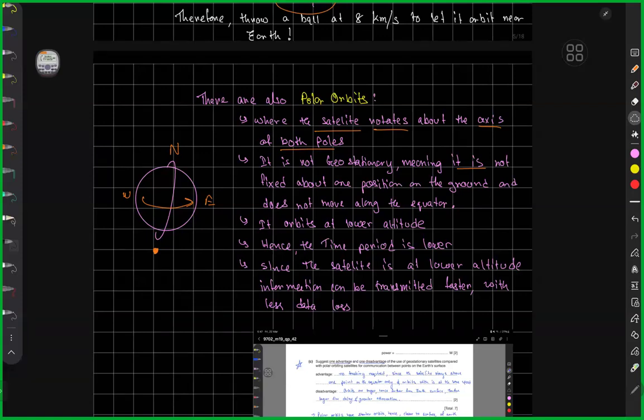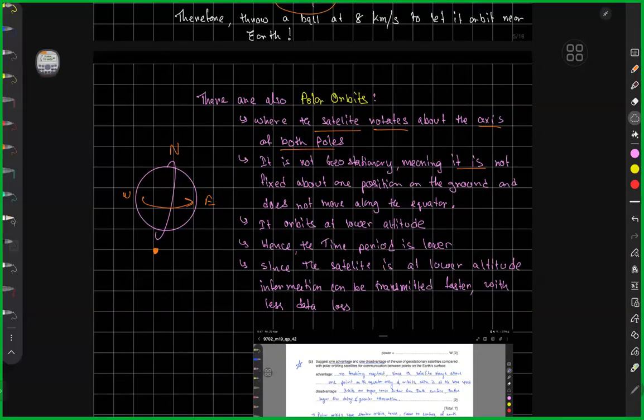it does not move along the equator, of course, because I'm going from, yeah, polar orbits are in the syllabus. I used to not teach this. Then I saw a question. CIE syllabus, that I can guarantee. But yeah, what was I saying? So it goes from south to north or north to south, doesn't matter.